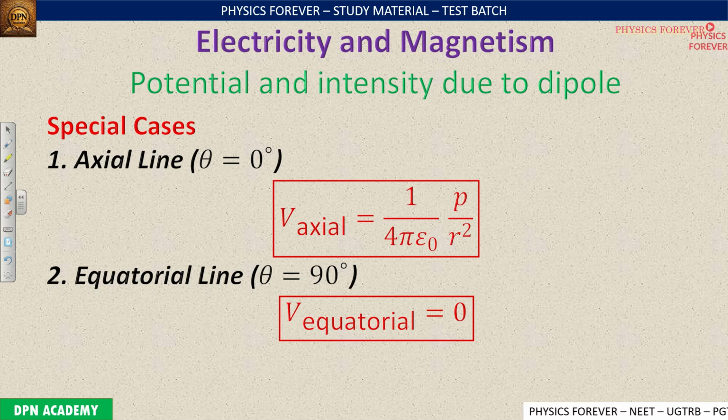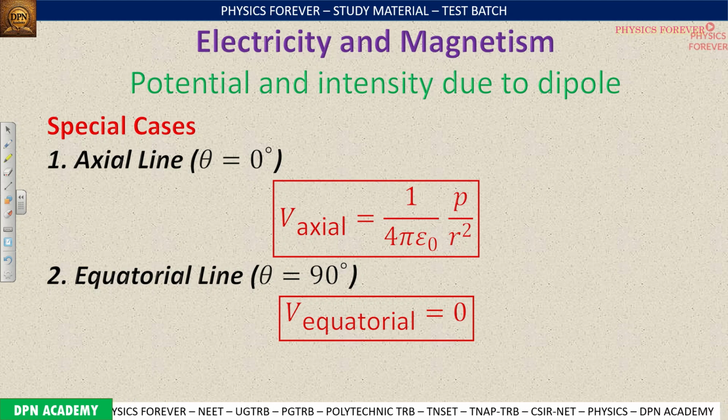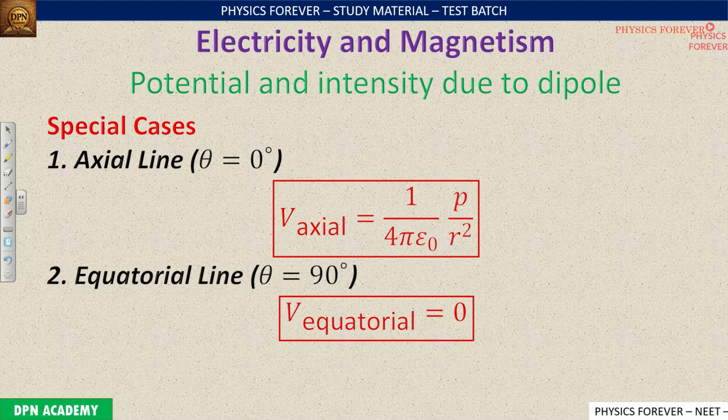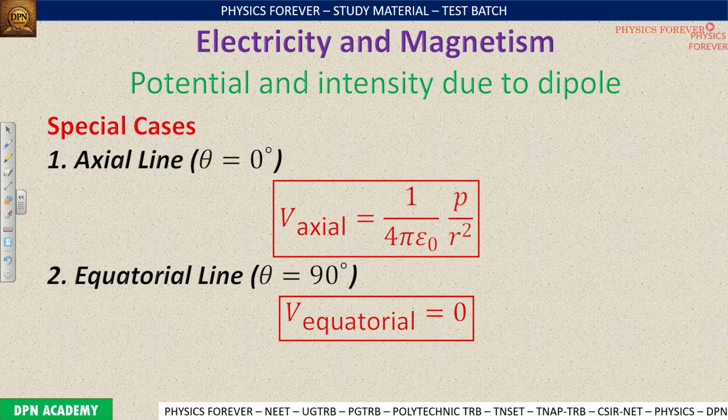So there are two most important special cases. If you look at all the exams, they ask only those special cases. On the axial line, theta is equal to 0 degree, then cos theta is equal to 0. So from the previous slide, we have the potential formula. Applying theta equal to 0 degree, we get the axial line potential 1 by 4 pi epsilon naught, p by r square. For the equatorial line, theta equal to 90 degree, so that should be 0.